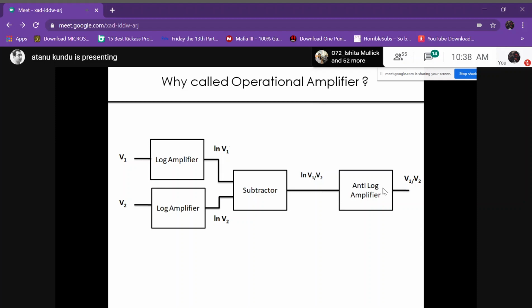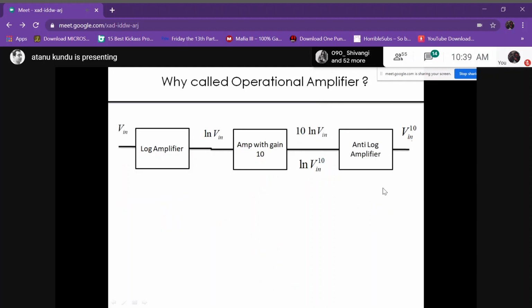Similarly, a similar thing here, but instead of an adder, we are using a subtractor circuit. If you subtract ln A minus ln B, it equals what? ln of A by B, right? Then if you perform the anti-log operation here, what will happen? You get V1 by V2. So basically this is your divider circuit. This circuit can perform the division operation. Clear?